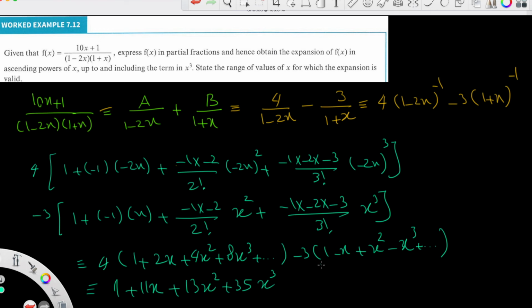Now, in what interval is it valid? Let me erase the board, and this is the final answer for the first part, which is the expansion up to x cubed. Now, for the next part, it asks in which interval this expansion is valid.